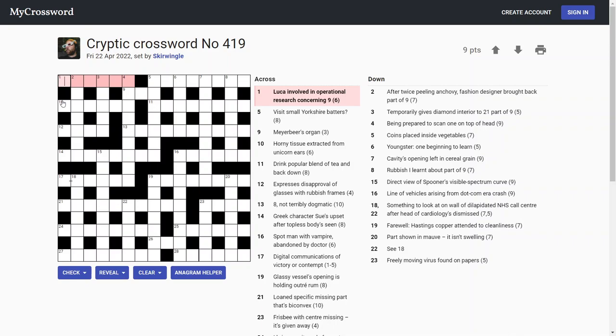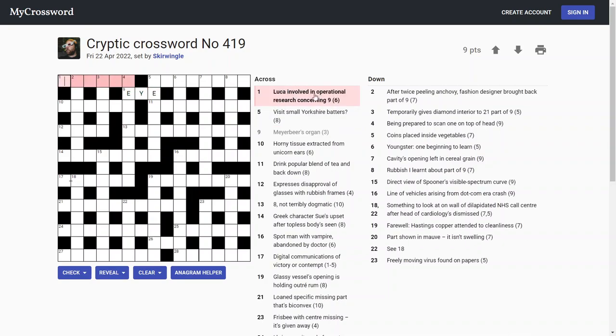Luca involved in operational research concerning 9. Now that might be a reference to clue 9, so let's have a look at that. Maya Beer's organ. Okay. Well, I don't know who Maya Beer is, and I think that's worked to my benefit here, because it's hidden inside the word Maya Beer, and it's I, hence it's an organ.